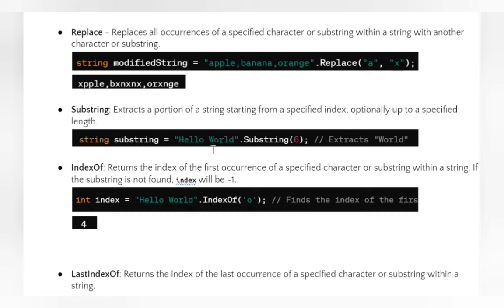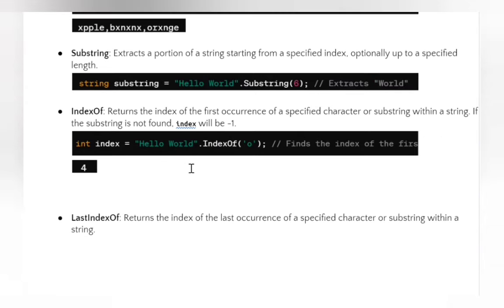So index 6 is w, so starting from w it will give you the rest of the string, so the answer will be world. So now we have IndexOf. Use this method to get the first occurrence of any specified character within your string. So my string is hello world, I did dot IndexOf, I specify, okay, give me the index of O character. So O character index is 4, if you see 0 1 2 3 4.